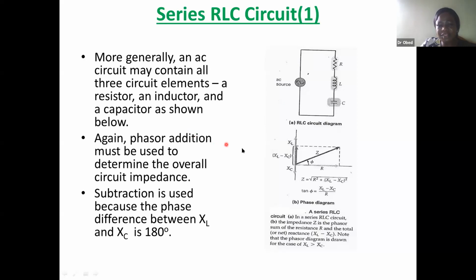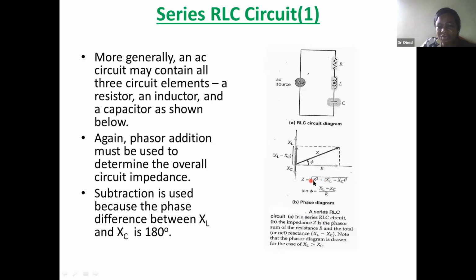So again, phasor addition must be used to determine the overall circuit impedance. Subtraction is used because the phase difference between XL and XC is 180 degrees. So this is the phase diagram for this kind of circuit arrangement. It's XL in that direction, XC the other. This is your R. This is the impedance. And this is the formula, okay?